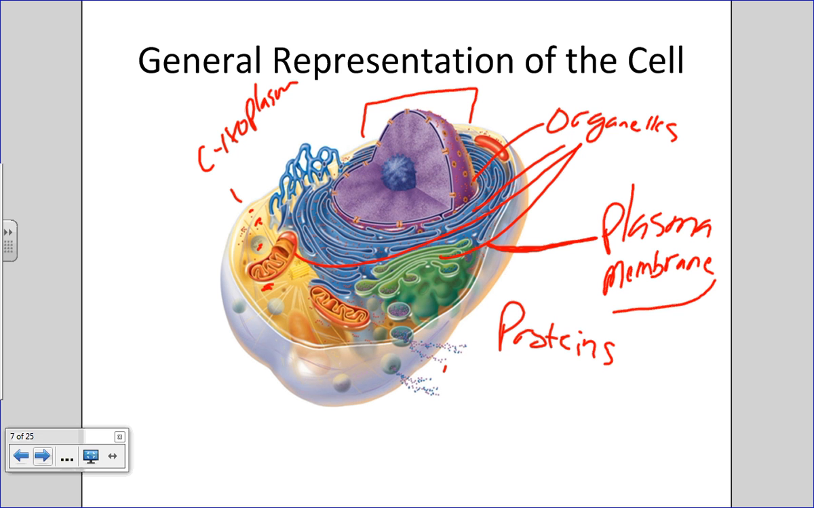Cells are just protein factories, okay? And they make different proteins that allow the cells to carry out different functions. And I'll talk more to that later on when I talk about genetic control of the cell.